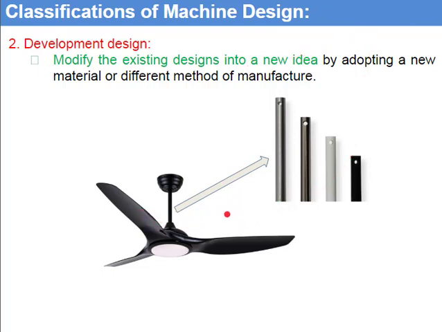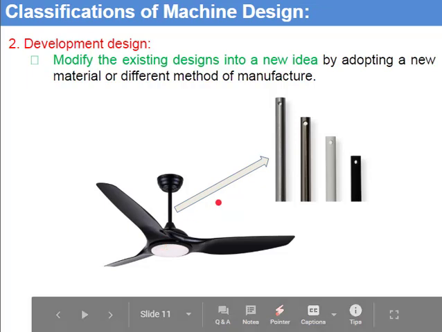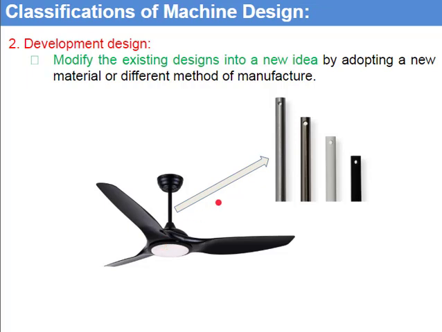Here we have an example of a fan: the rod which is used to hang the fan on the ceiling. So during development design, the material of the rod may be changed for improving the performance or improving the life.